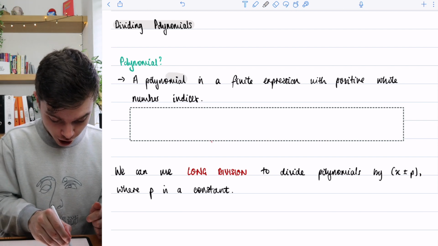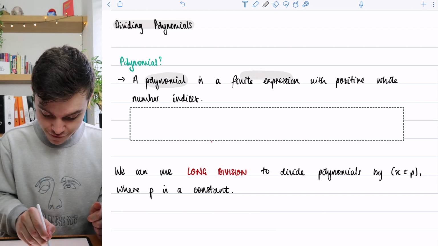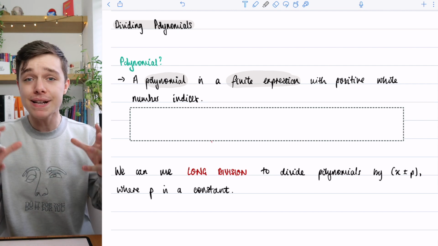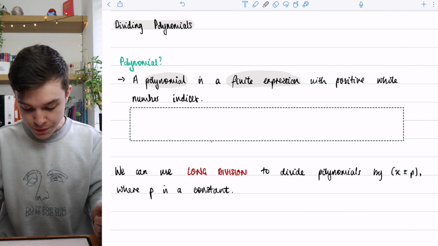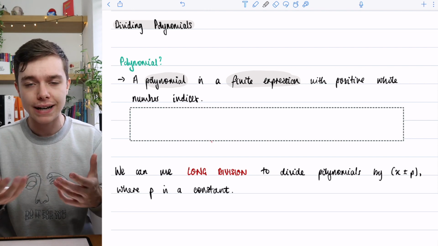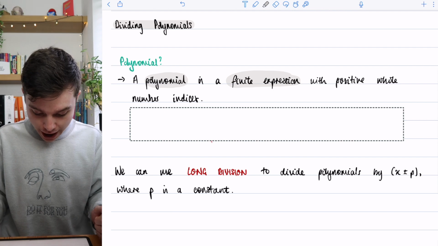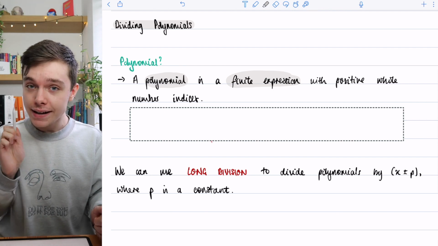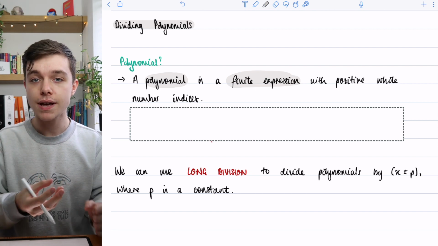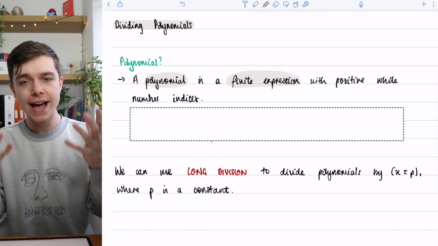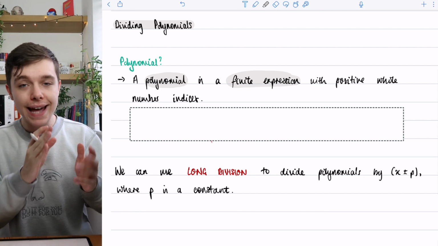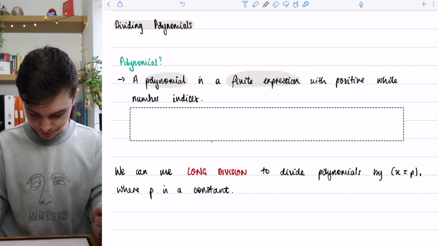We have a polynomial, that's the definition. It's a finite expression. So finite means there is a limited number of terms, okay? An expression is just a collection of terms, maybe added or subtracted together, okay? And it's a finite expression, so we only have a finite number of them. There might be 3 terms, there might just be 1 term, there might be 10 terms, okay?